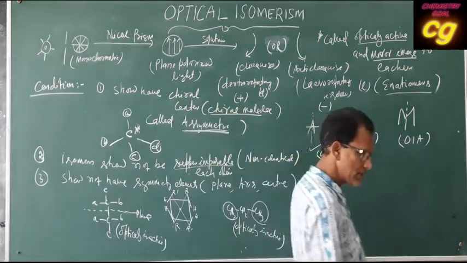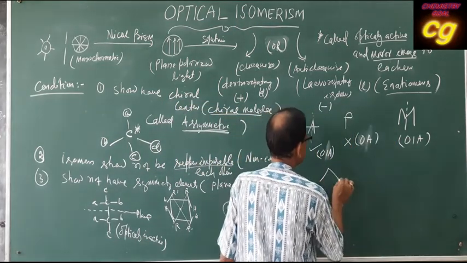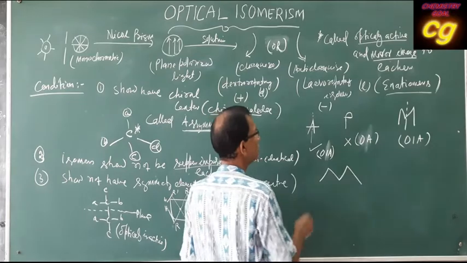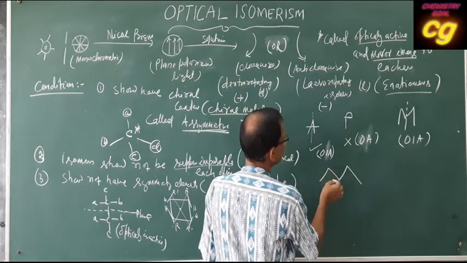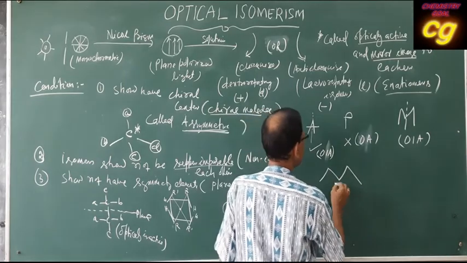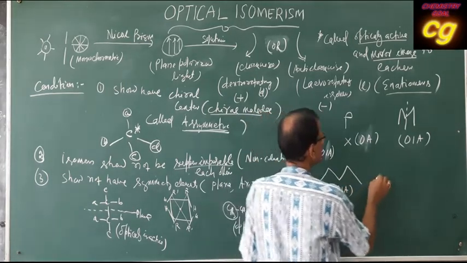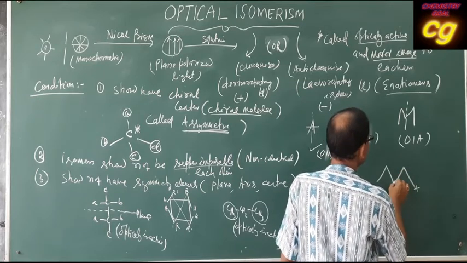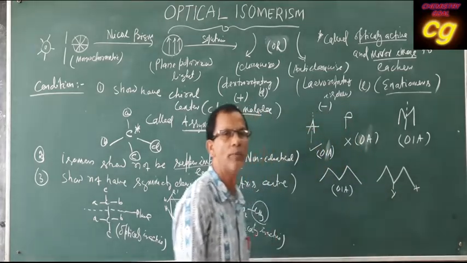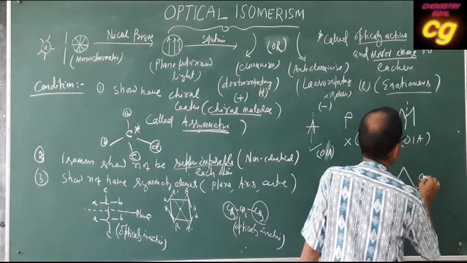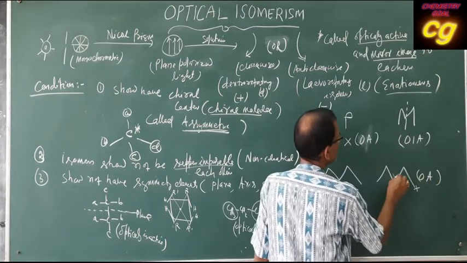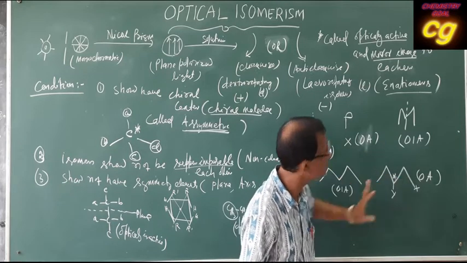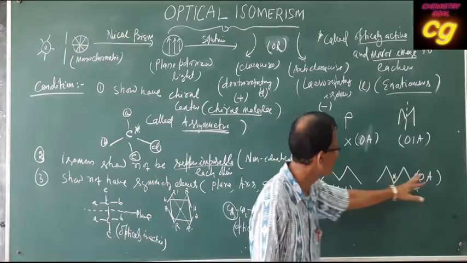But in some cases, for example, this structure is optically inactive because you see here all are equal. This side is equal, so it is optically inactive. But the same structure, if you write X here and Y here, then it will be optically active, OA, because this is the chiral center. Here H is there, this group is not equal, and Y is another group. That's why it is optically active.